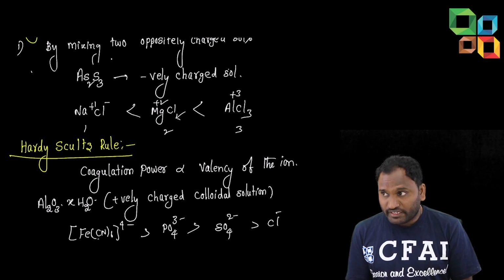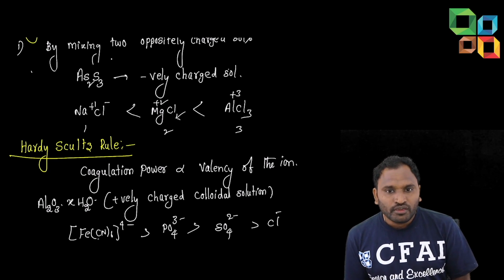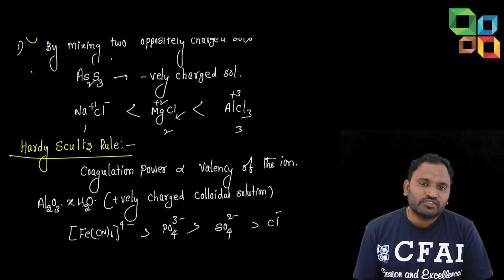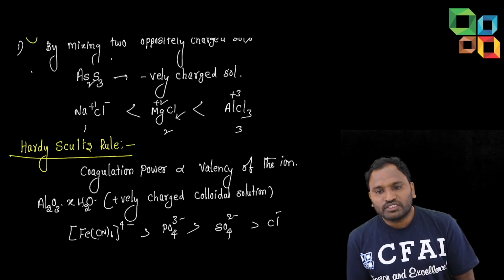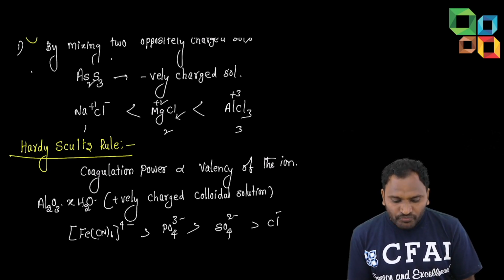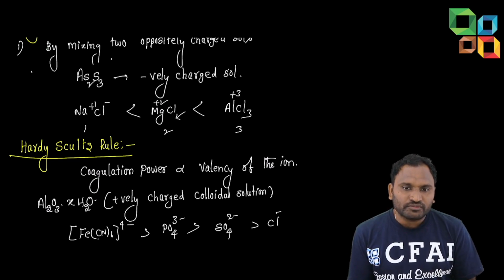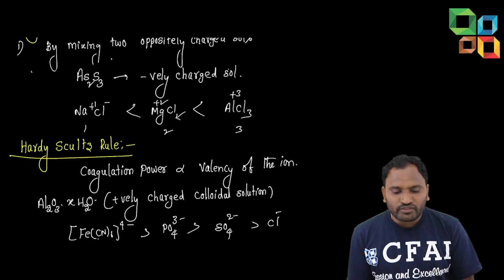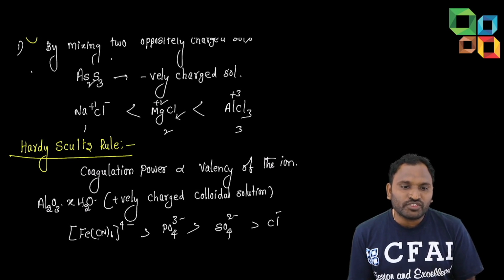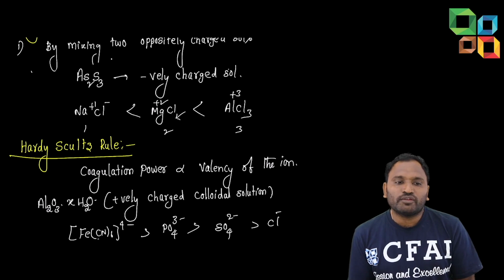Colloidal particles carry charge. So we can neutralize this charge by adding oppositely charged electrolytes. Also, we can make it neutral. So while adding electrolytes, we can see the effectiveness: when the magnitude of charge or valency of the ion is more, coagulating power is more.